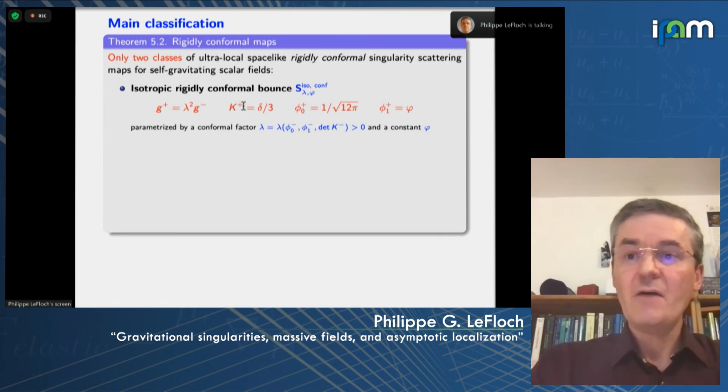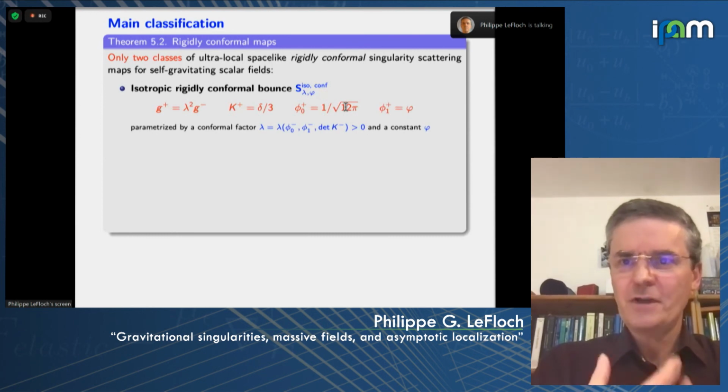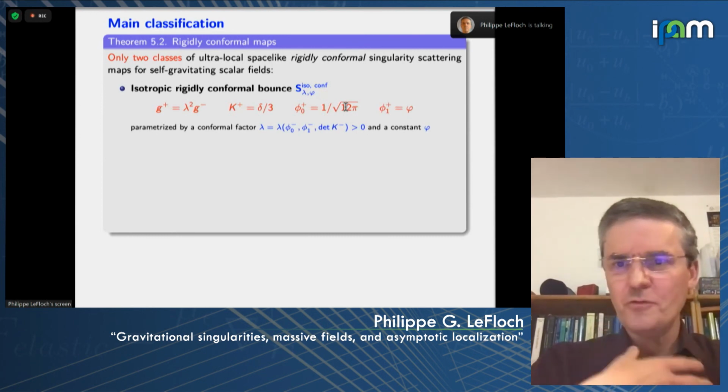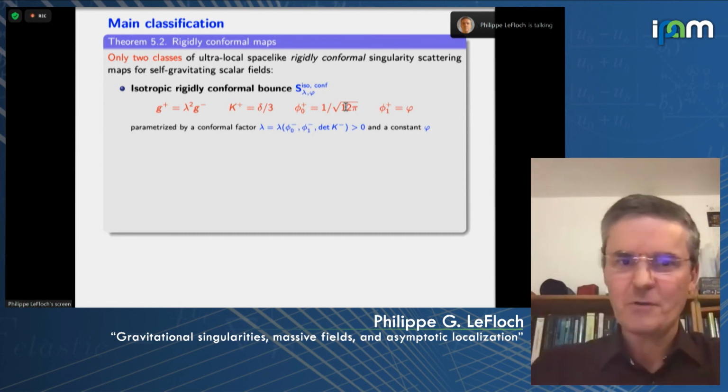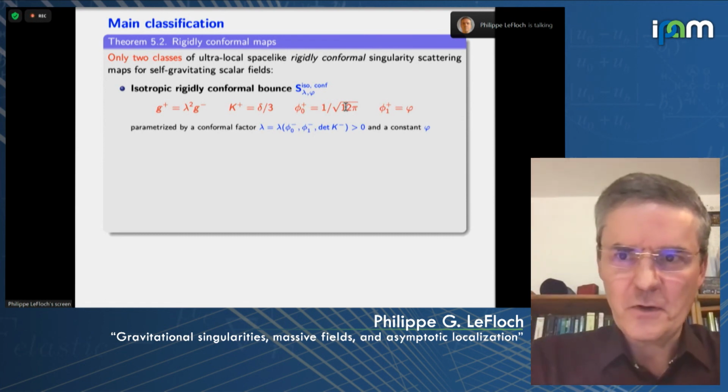K plus after the bounce becomes just delta over 3, it becomes basically round or trivial. Phi 0, the matter field, also becomes trivial. Okay, so basically you have a trivial extrinsic curvature. The metric is conformally rescaled, and all the information from the matter is erased.